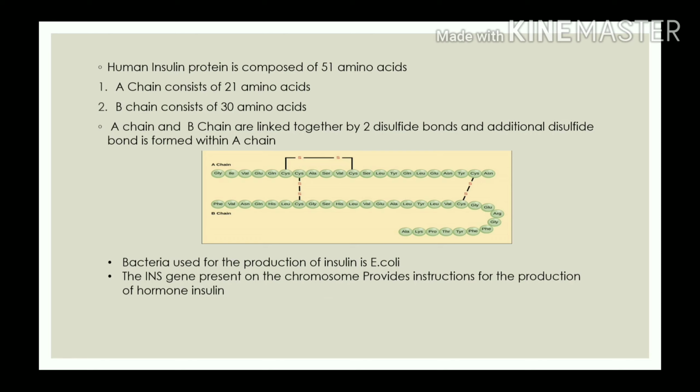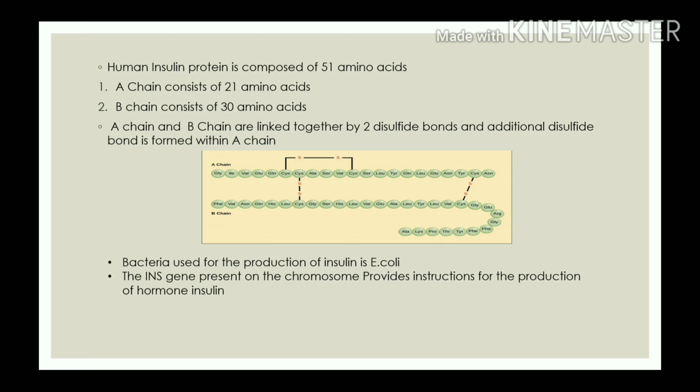And the next one, human insulin protein is composed of 51 amino acids. So this is the structure of human insulin. It consists of A chain and B chain. A chain consists of 21 amino acids and B chain consists of 30 amino acids. A chain and B chain are linked together by two disulfide bonds, and there is an additional disulfide bond formed within the A chain. So here we can see the additional disulfide bond within the A chain, and these are the two disulfide bonds between the A chain and B chain.